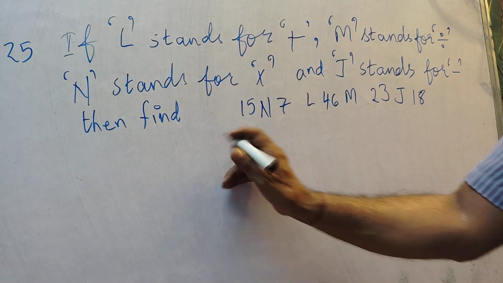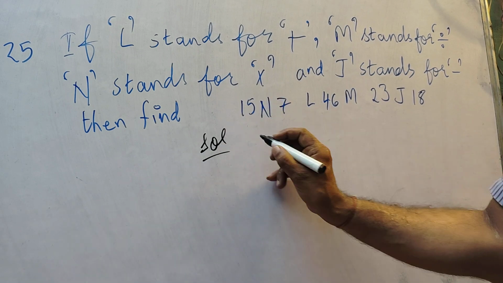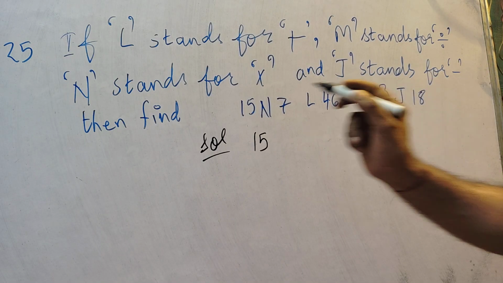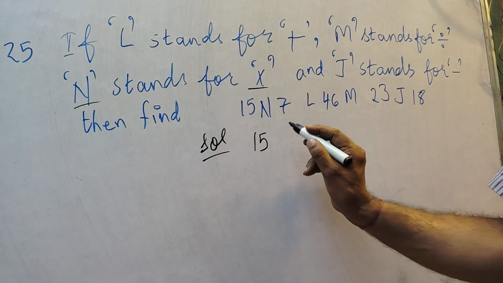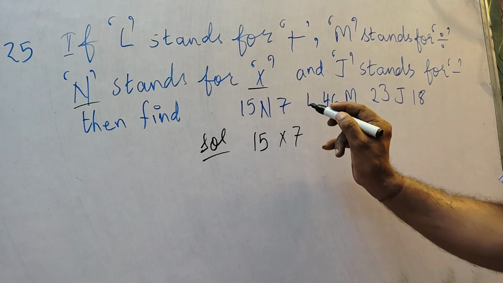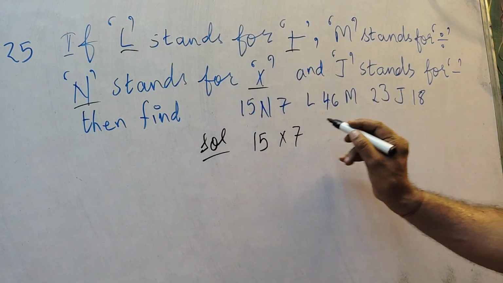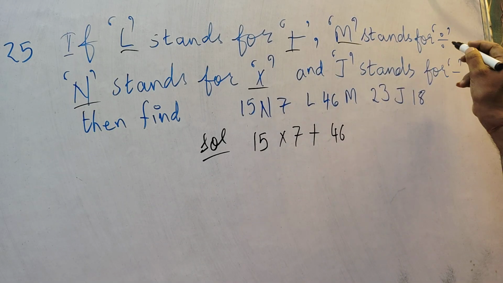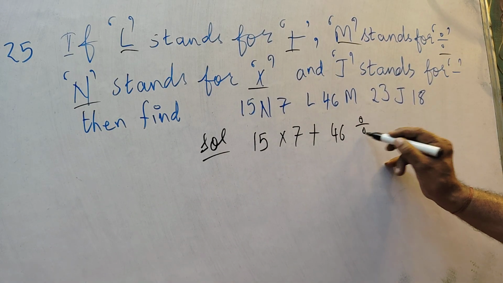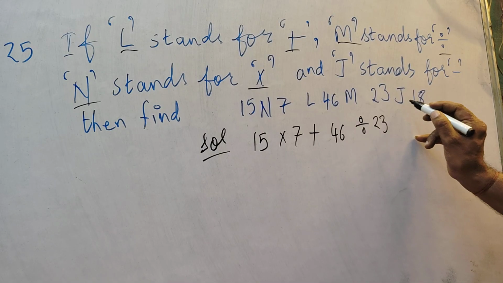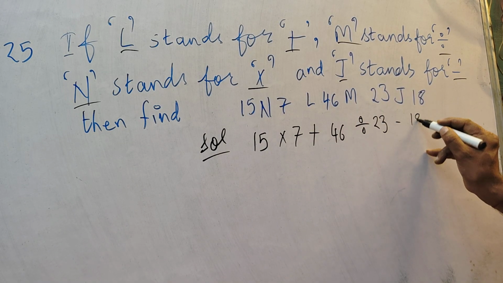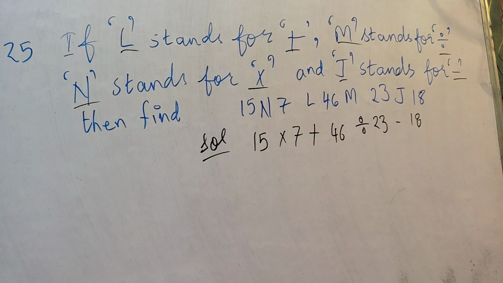So here we replace with the signs first. N stands for, can you tell? N stands for multiply. L stands for plus. M stands for divide. J stands for minus. Okay.